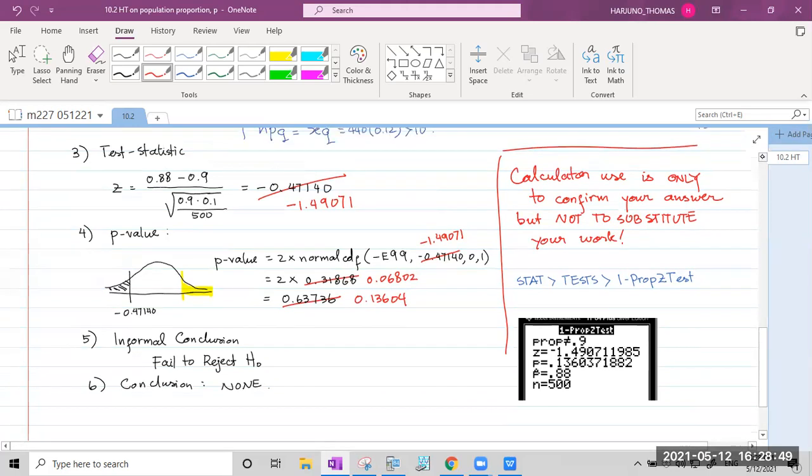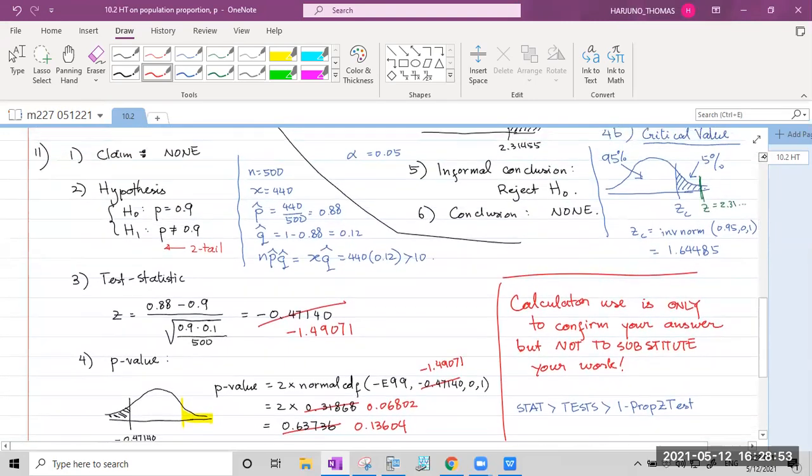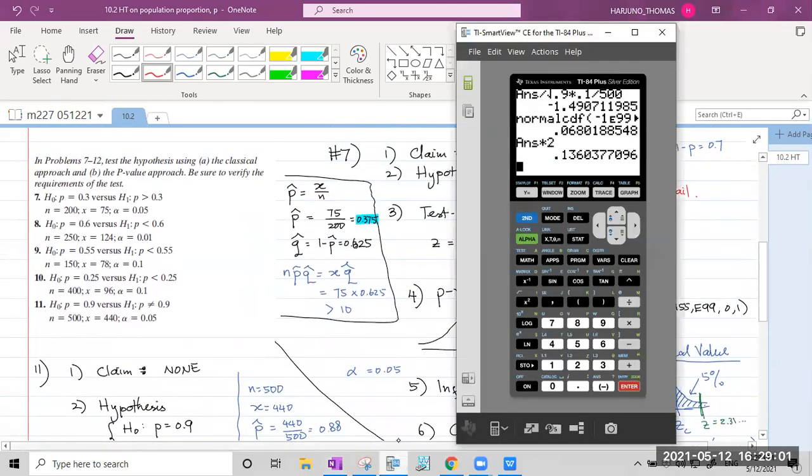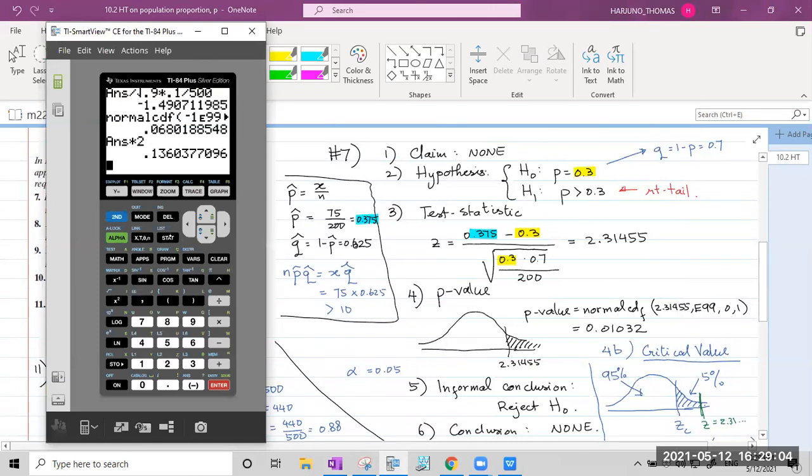Now let's check again the one I had earlier, number 7. Go to stat, test, 1-PropZTest. The p naught is 0.3. Number of successes 75. Sample size 200. And then I will check less than p naught, oh, actually greater than p naught. Yeah, greater than 0.3, right?